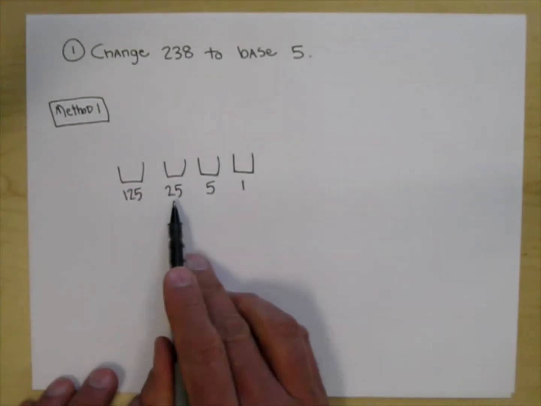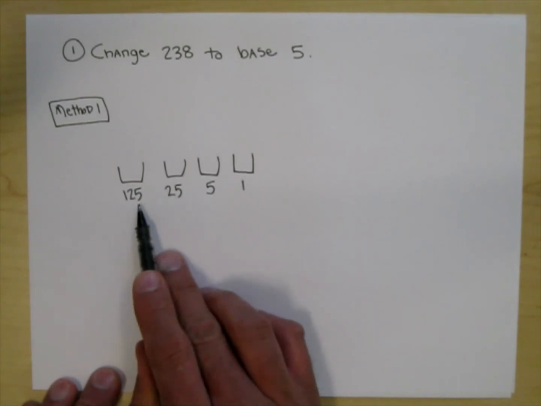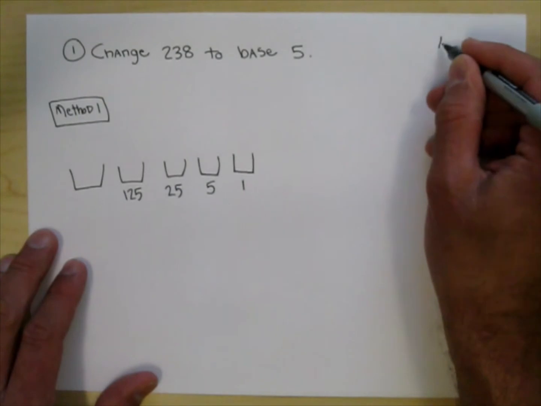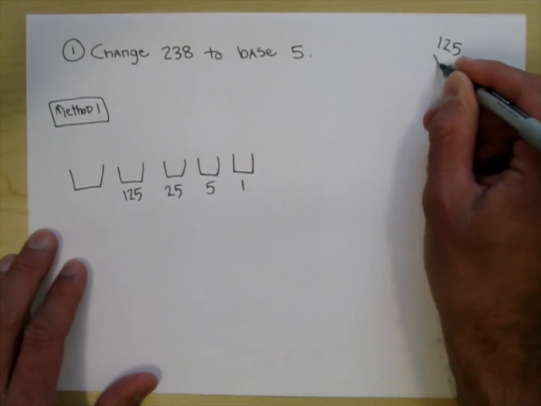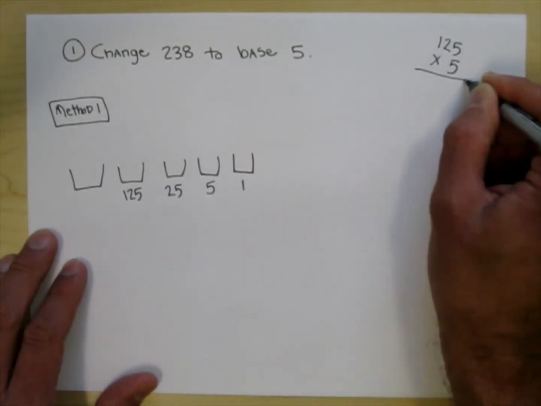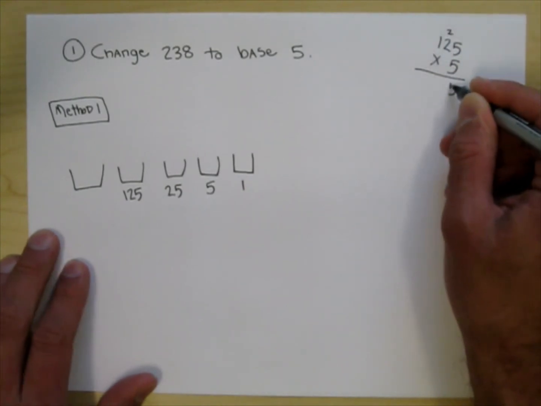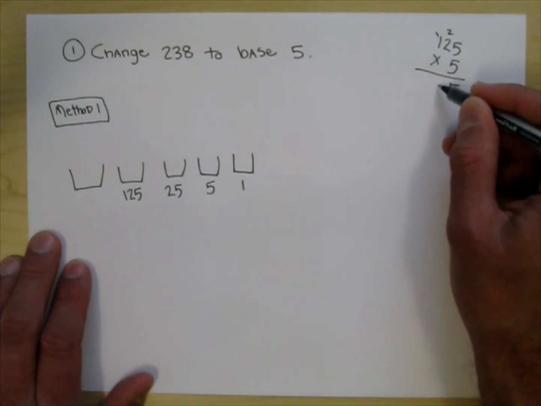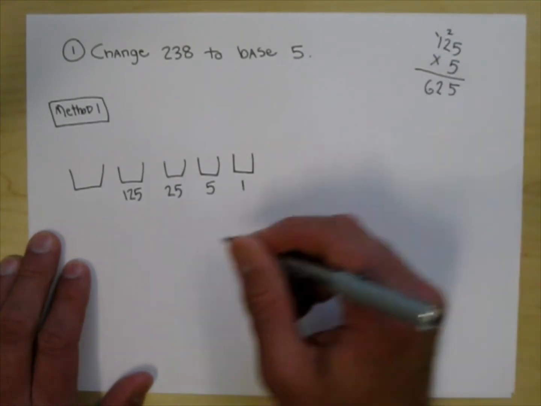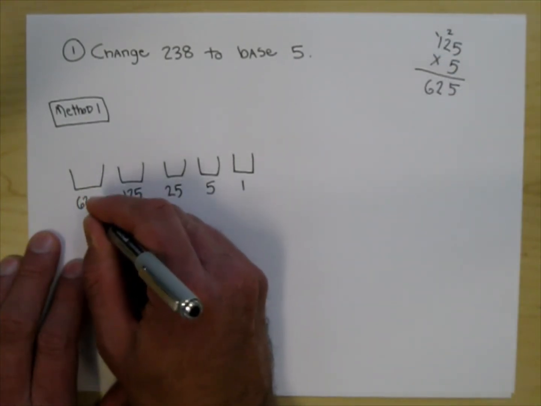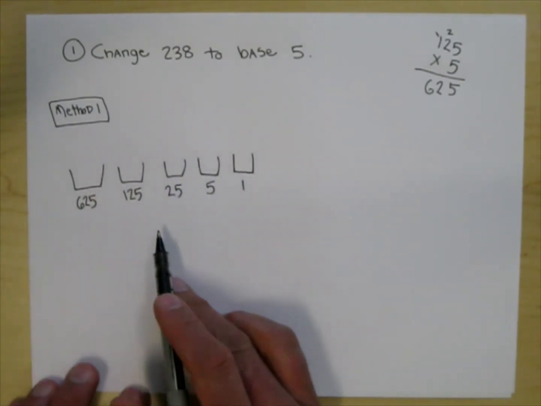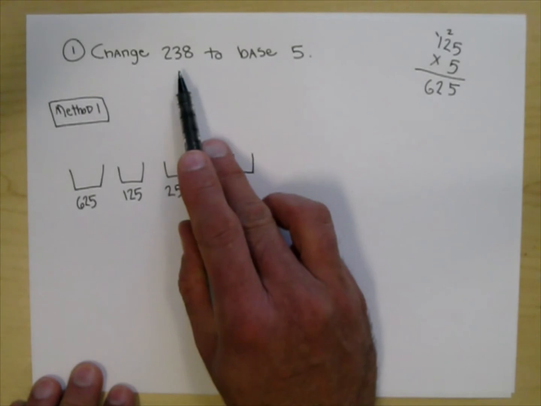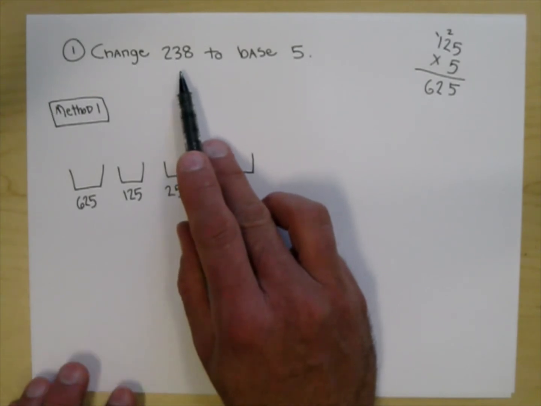How did I get that? I went 25 times 5. The next bucket, well, what's 125 times 5? I'll do that right here. So this is 625. Okay, I'm going to stop right there. It's a good idea to stop when this number is greater than the number you're changing. And you're going to see why.